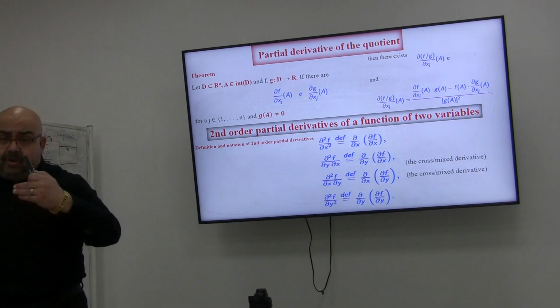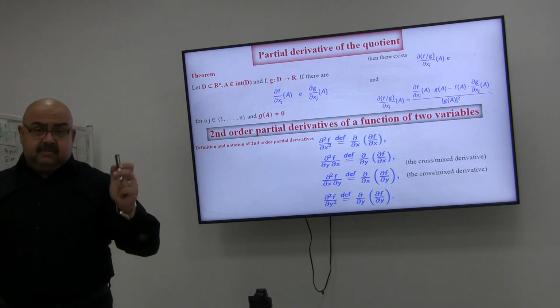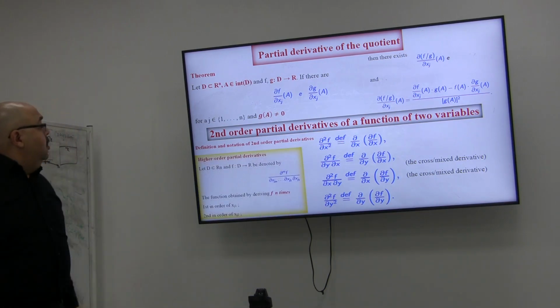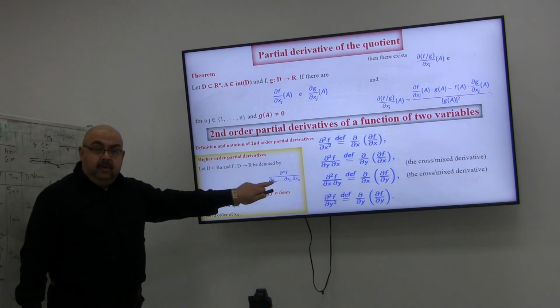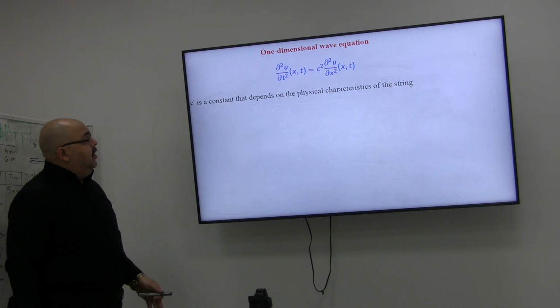I can increase the derivatives for higher order as much as you want, okay? That's the generalization that I'm telling you about. I can find a higher order.